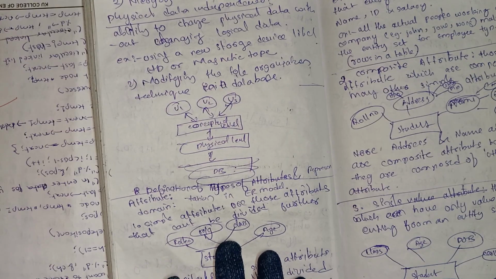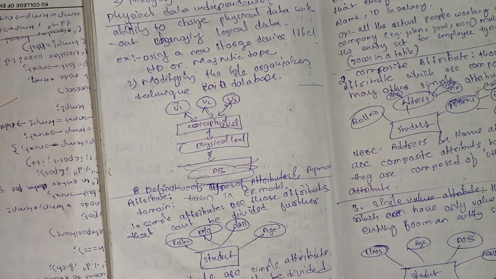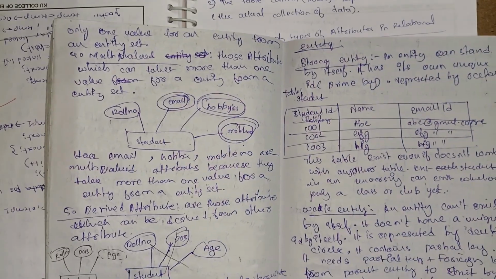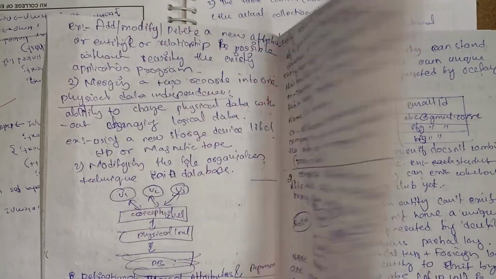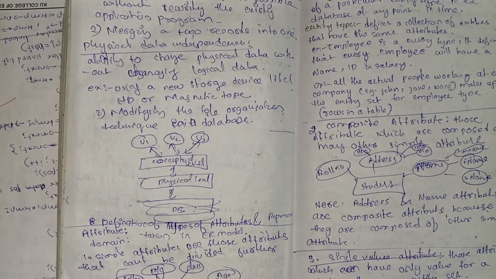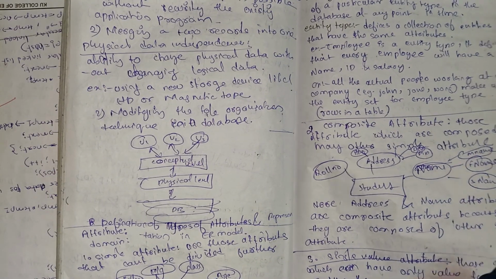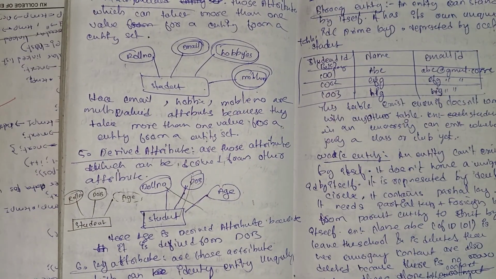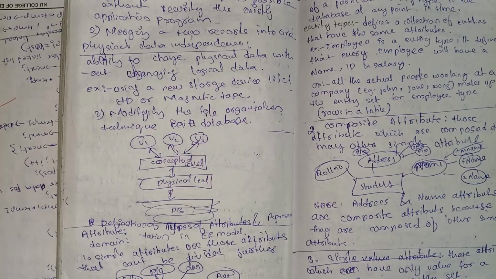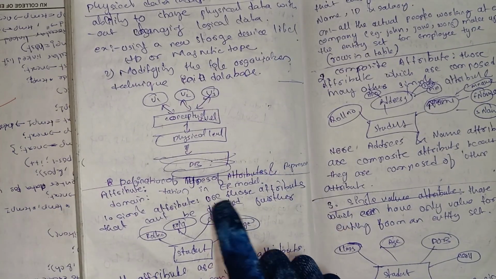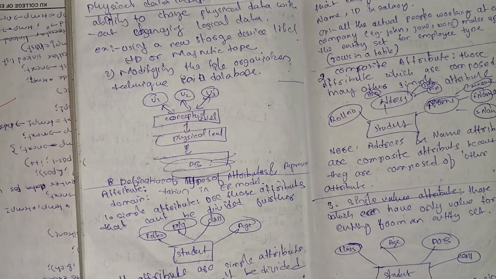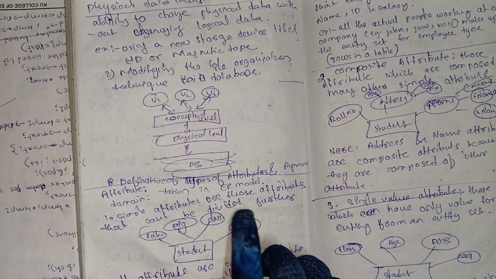Okay, and then we have six types of attributes. First is simple attribute, composite attribute, single valued attribute, multi-valued attribute, derived attribute and key attribute. Okay, so first, simple attributes are those attributes that can't be divided further.